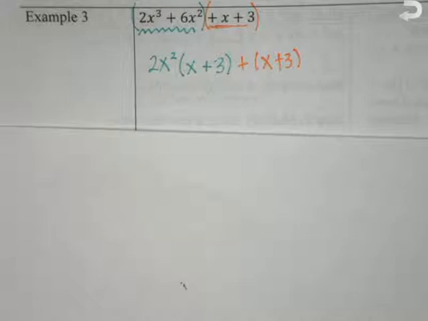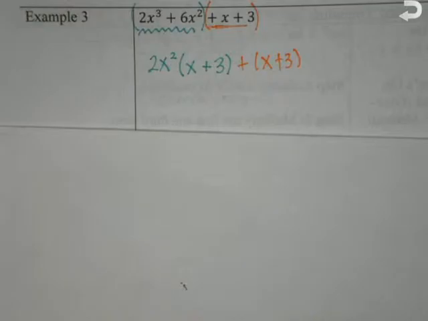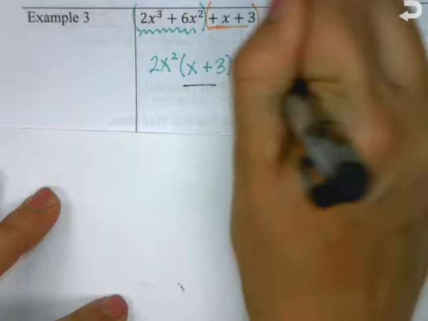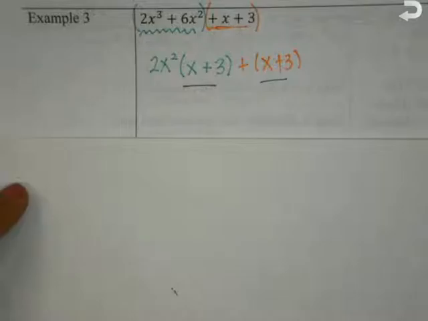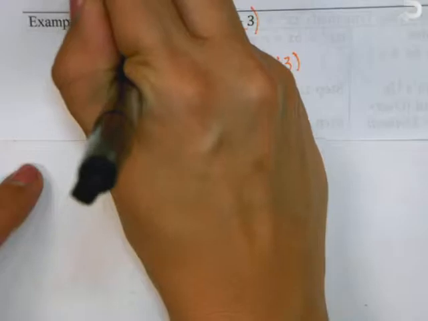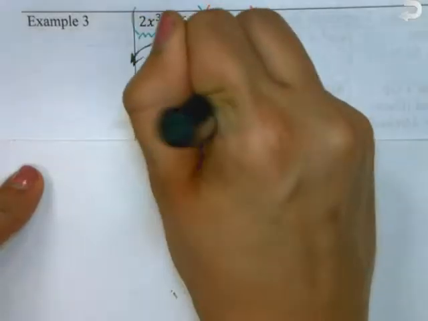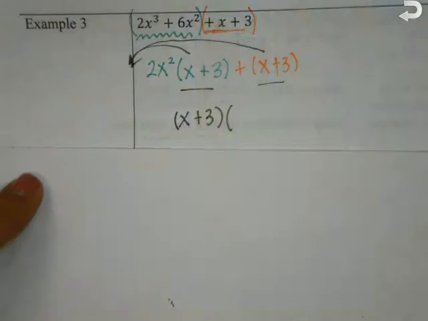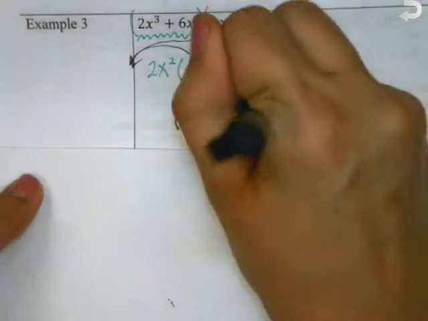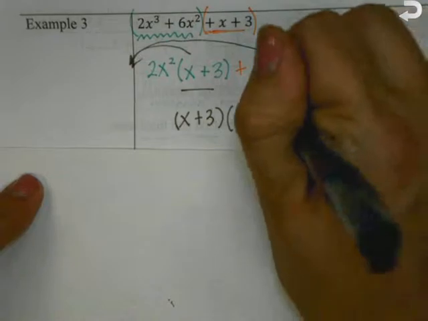So what we're going to do is we want to factor out that x plus 3. So if I factored out the x plus 3, what's that going to give me? x plus 3 times what got left over? 2x squared plus 1. Excellent. You have to include the 1. It's not a 0 there. There's actually a 1 in front of that parentheses. Okay? And that's your answer.